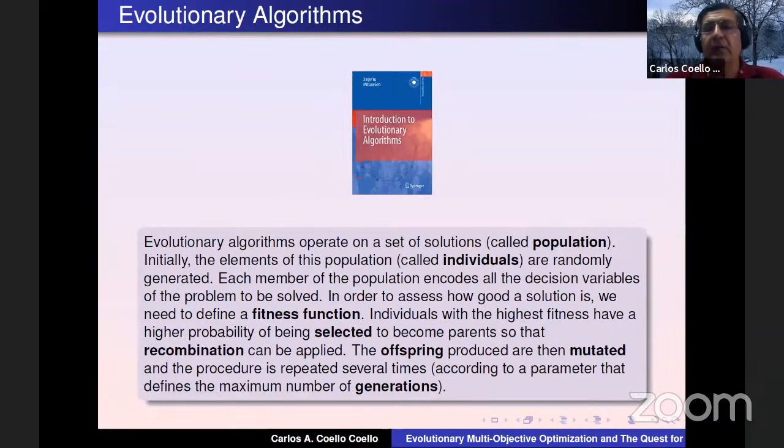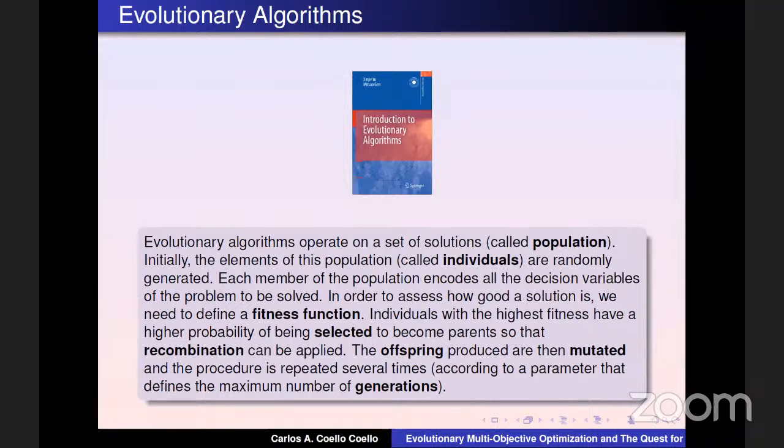So the way in which they operate is described in this slide. This is relatively simple, I can say. We start with a set of solutions which are normally generated randomly. This is called the population. And each element in the population encodes all the decision variables of the problem. Then we have to evaluate each individual in terms of their fitness value. The fitness is a normalized version of the objective function, whatever it is that we want to minimize or maximize.